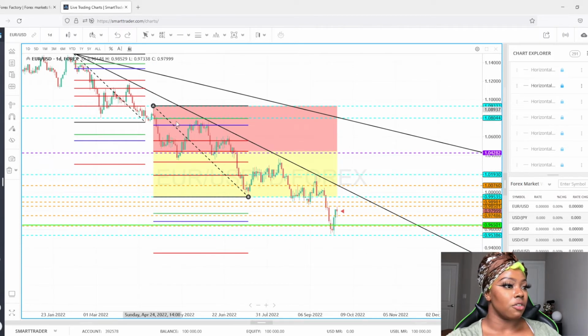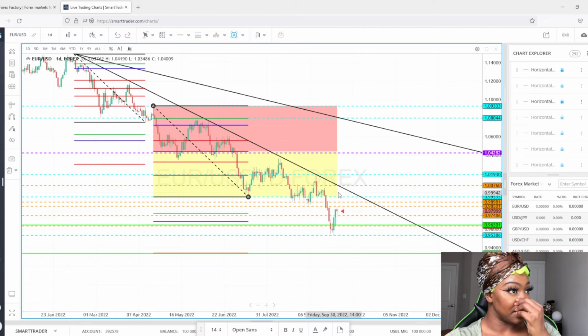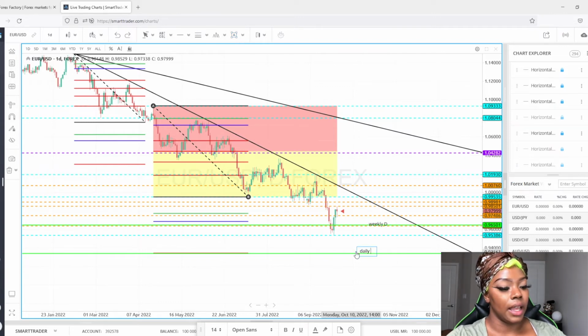All right, so on an A to B move, we got a 382 retracement here, and we're moving down. Our D extension is right here, and this is for that daily D extension. I should probably write on these. The weekly D and the daily D.